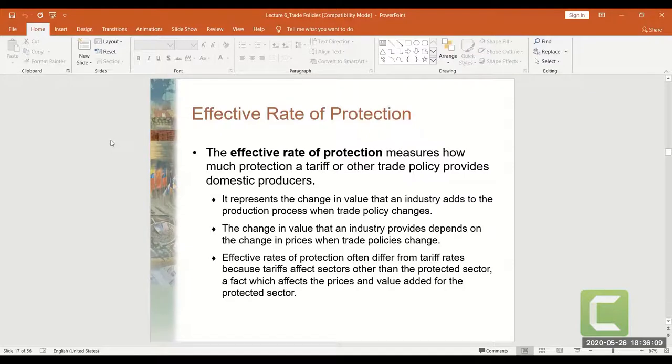What does that mean? If we protect domestic producers, they must be able to offer some value. Therefore, the effective rate of protection shows the change in the value that producers add to the economy because of a trade policy change. The value added because of the trade policy change is what we call the effective rate of protection. For example, because we added a 10% tariff, if the value added increases by 30% or 40%, that is going to be called a value add because of tariff protection.